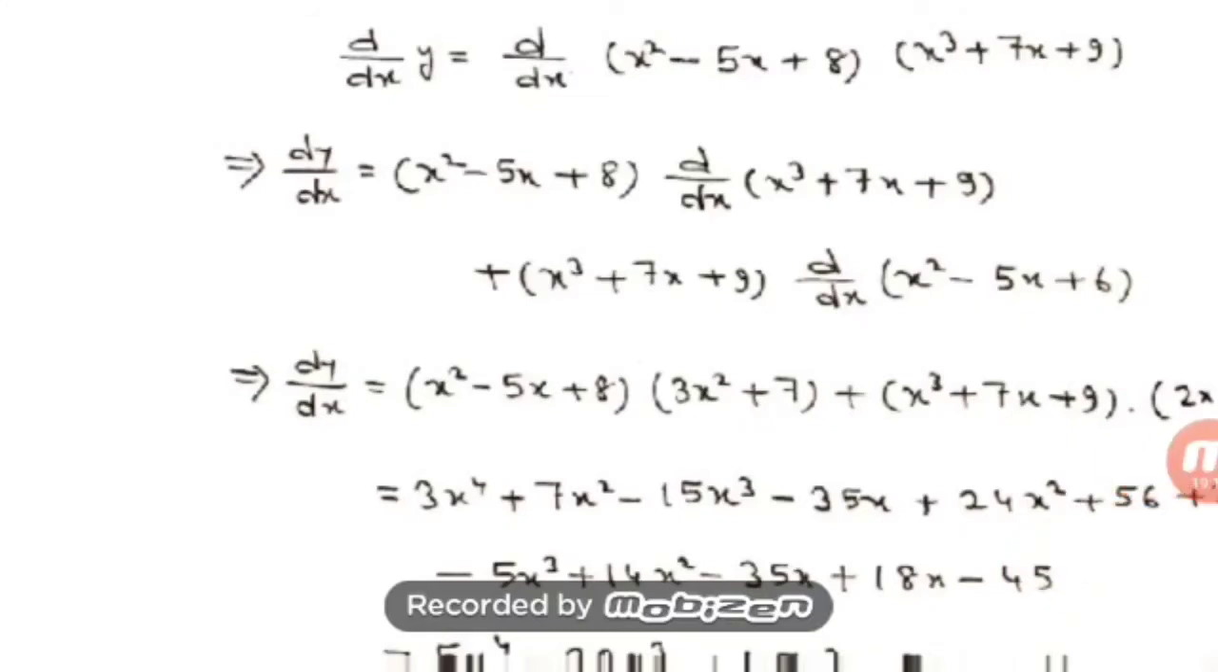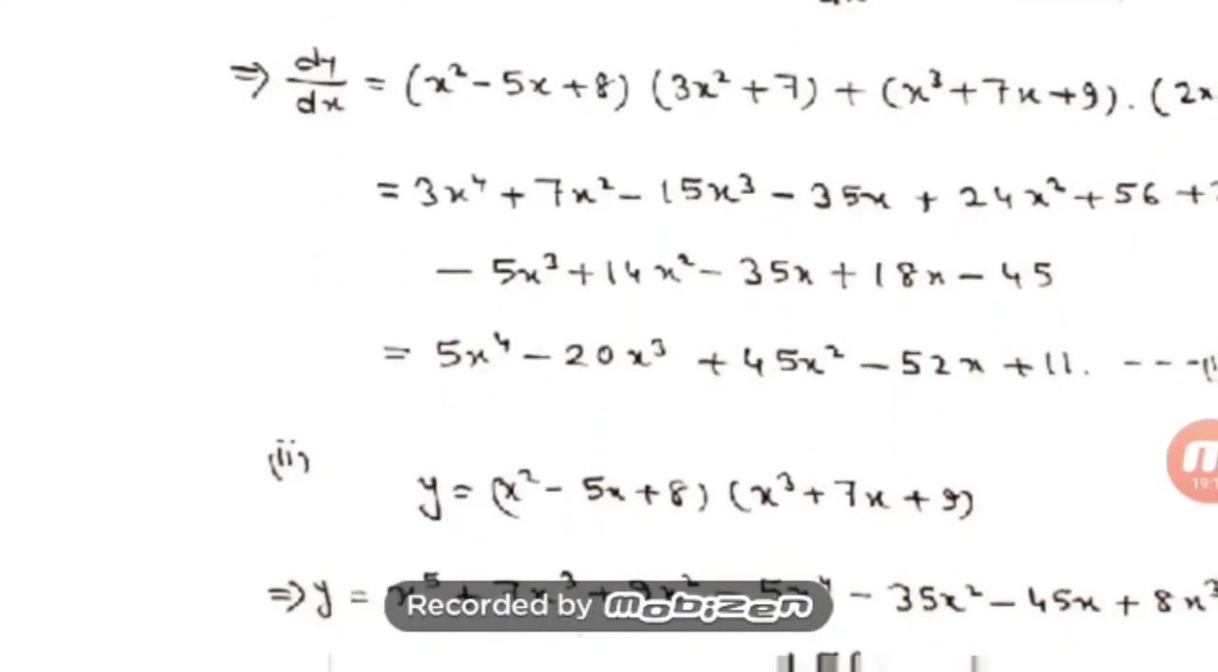Then I just combine the like terms together. The x to the power 4 expression, this one is there and one more here. So combining these two we get 5x to the power 4. Now see, go for x to the power 3. 15x cube and here minus 5x cube, minus 20x to the power 3. Then consider the term containing x square. 7x square, 24x square will give you 31x square. 31x square plus 14x square is equal to 45x square.